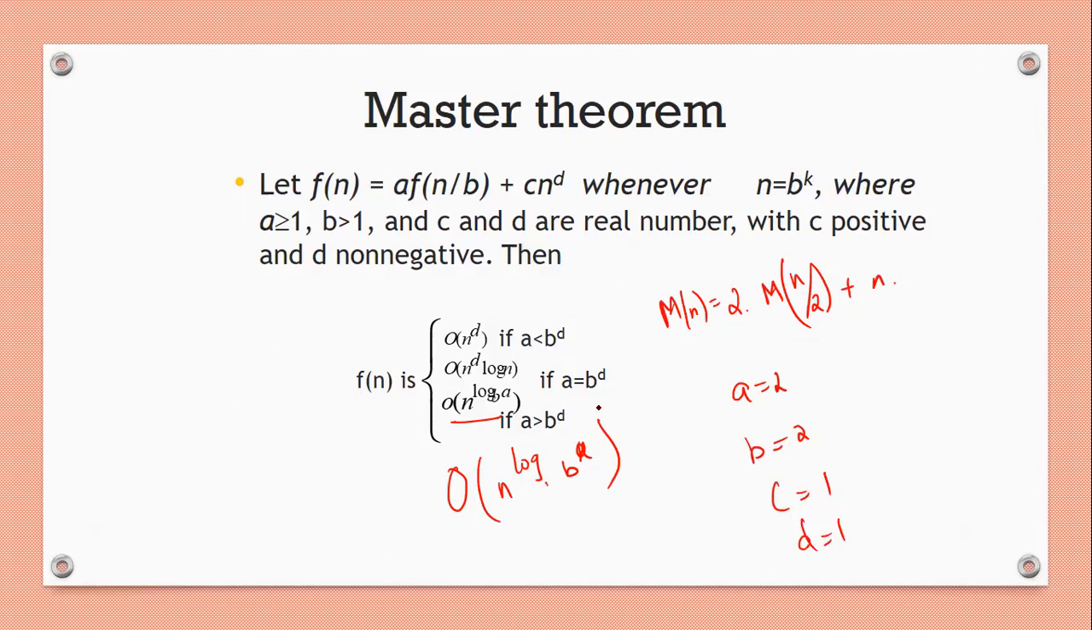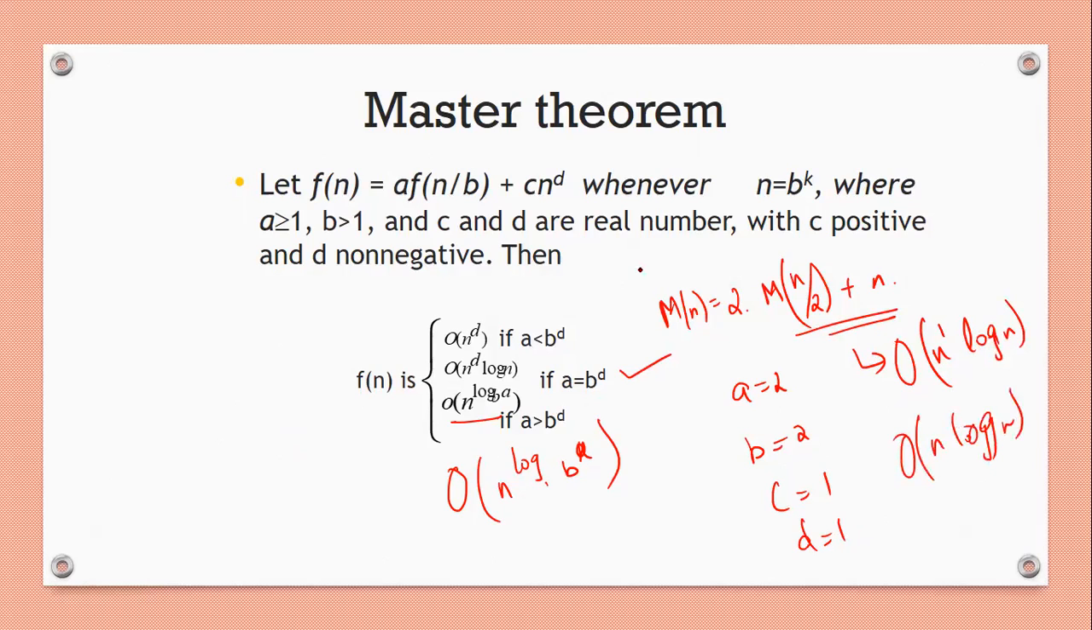Now we have to check whether a is less than b power d, a is equal to b power d, or a is greater than b power d. We can see that a is 2, b is also 2, and d is 1, so a is equal to b power d is satisfied. Now what is the time complexity for merge sort? It is order of n power d log n, so n power 1 into log n, which is order of n log n. This is the way you can use this theorem, which is a special case of our theorem 1.